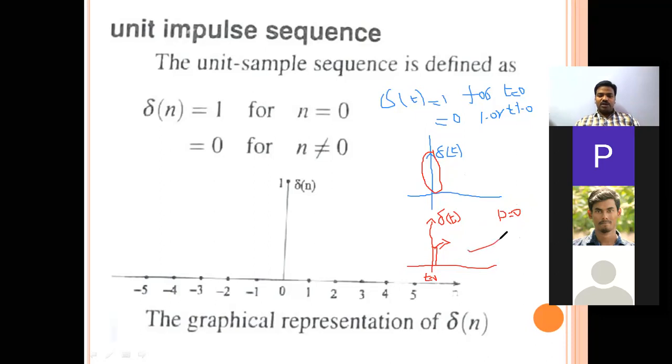This is the original signal, and this is obtained once we make the pulse duration p equal to 0. This is the basic difference between a continuous time impulse signal and a discrete time impulse signal. In both cases, the values exist only at n equal to 0 and t equal to 0, and for the remaining values of time, that signal is not defined. Understand?